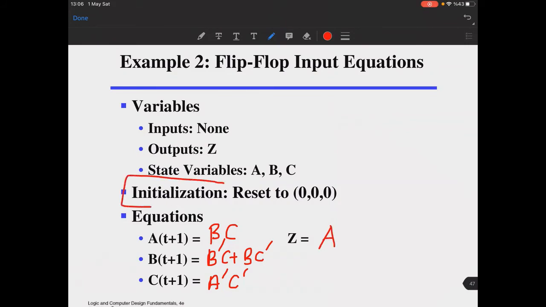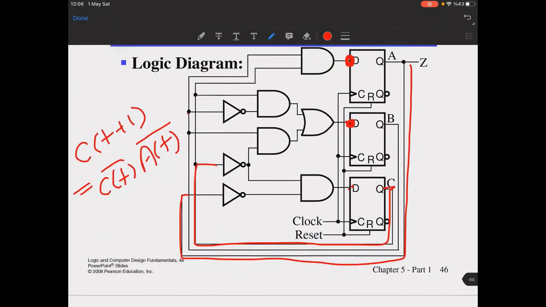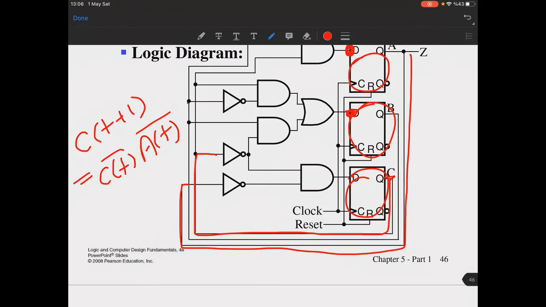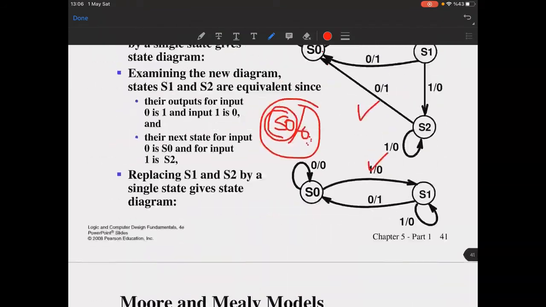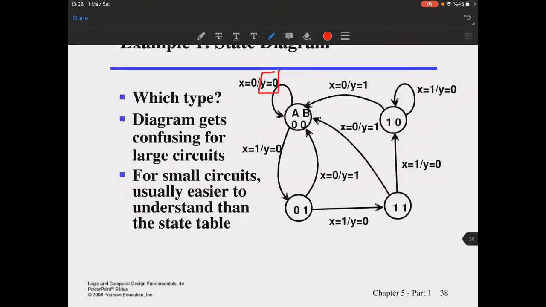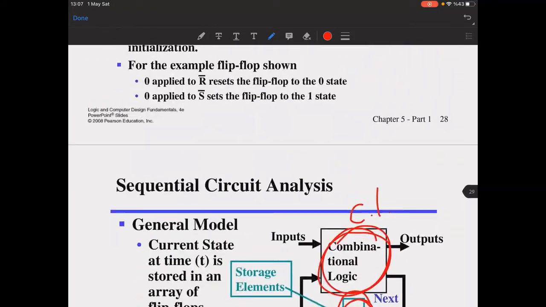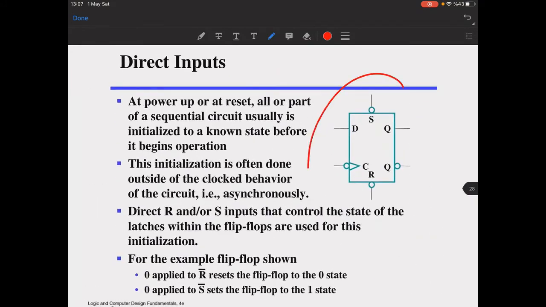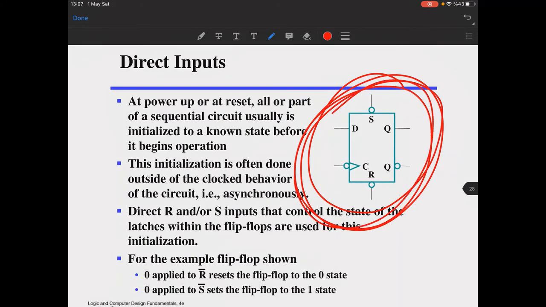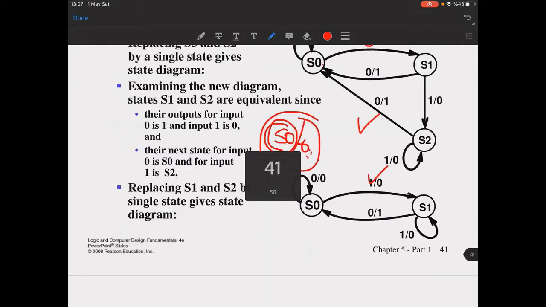And this is the direct inputs to your circuit. It means that your circuit is reset to 0, 0, 0 for each of these particular flip-flops here. You remember this? The direct inputs, right? How can we do this? With the help of direct inputs. Where are they? Right here. By using direct inputs, you can set them to start from 0 by providing 0 signal to reset right here.